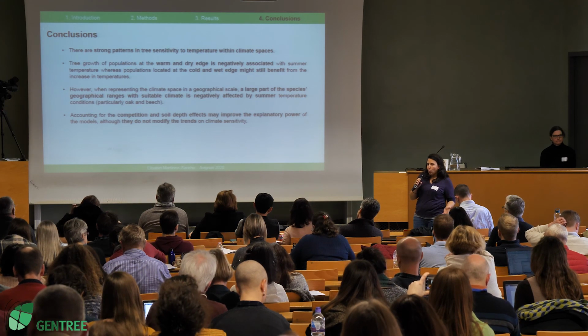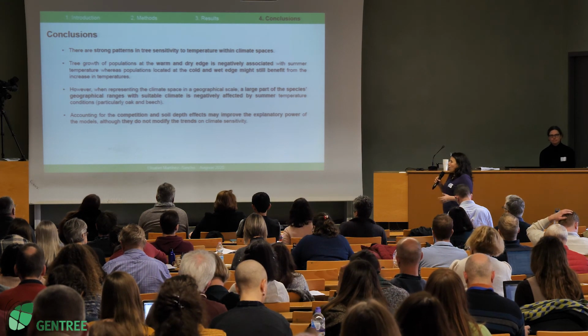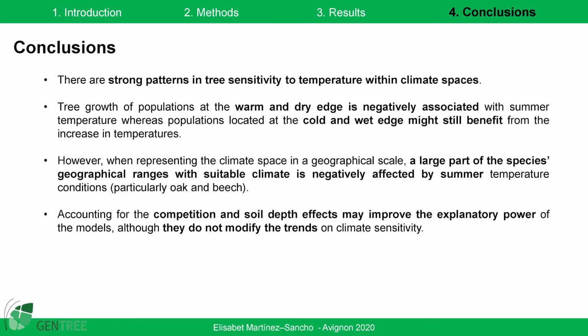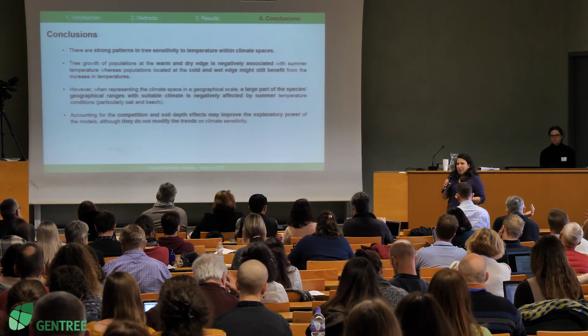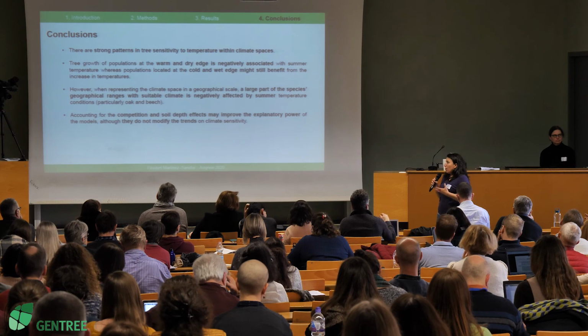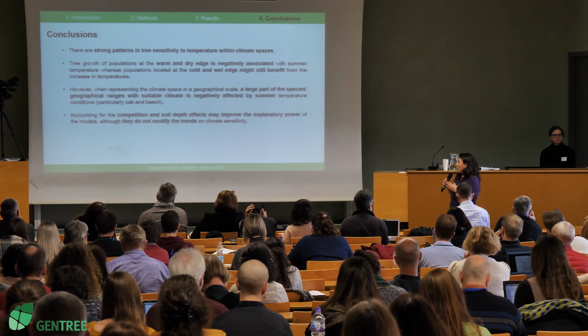impacts of global warming. However, when we plot this in the geographical space, we see that most part of this geographical space falls into this red area. So most of the geographical space is already showing a negative relationship between tree ring growth and summer temperature. And then last, when we add the effect of competition and soil depth, maybe we can improve the explanatory power of our models, but the most significant trends don't change that much.